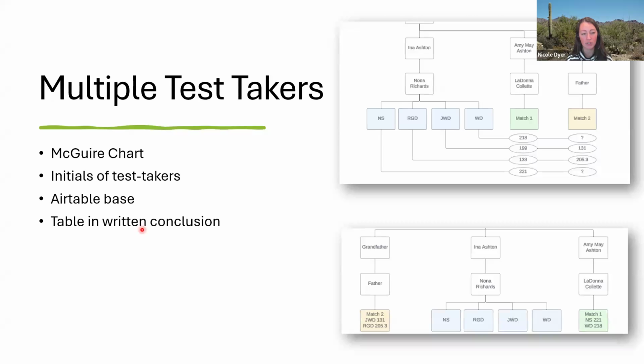In your written conclusion, you'll want to have at least a basic diagram showing the descent from the common ancestor and a table showing the amounts of shared DNA. If you think about your end goal, which is probably to have some sort of written conclusion, you won't necessarily need to put a McGuire chart in that conclusion, especially because they're usually too large to fit on a page. What will usually work better is just having a basic diagram without amounts of shared DNA and then a table with the shared DNA.